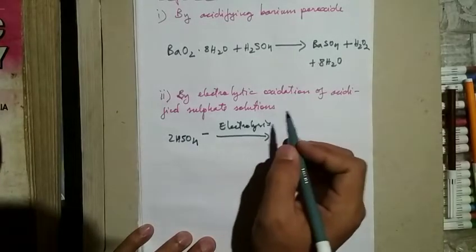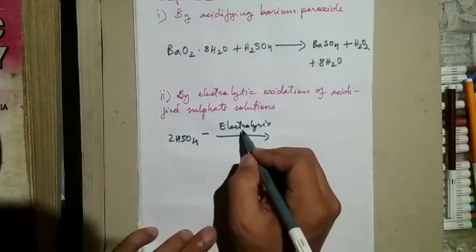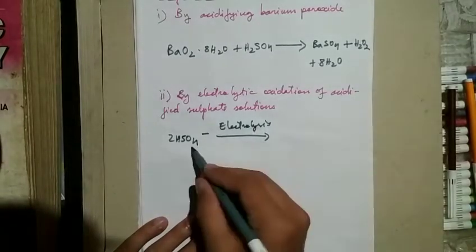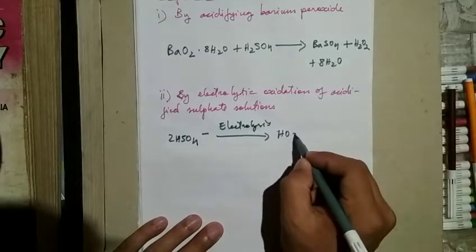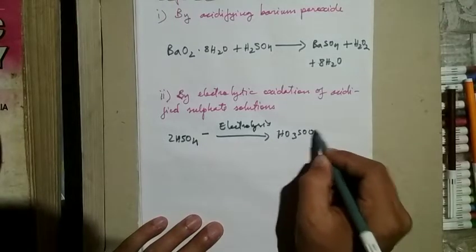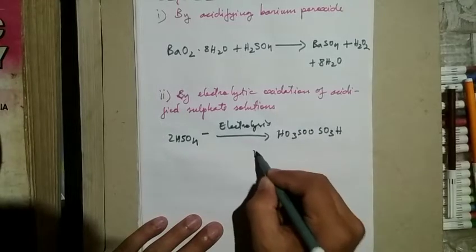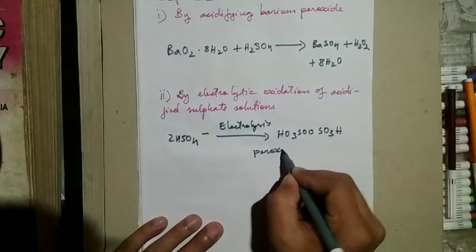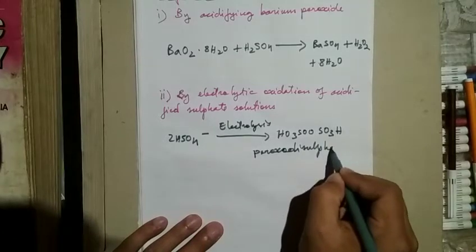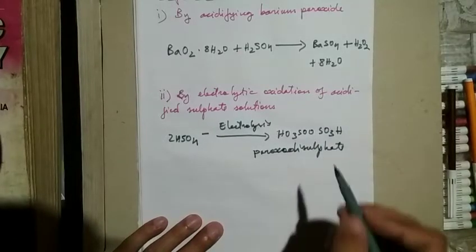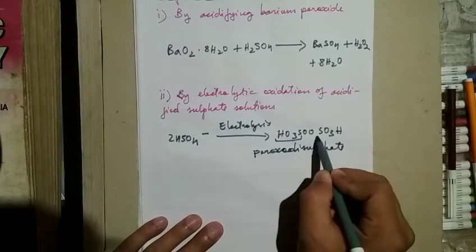In this case a high current density is given. After electrolysis it will give HO3SOOSO3H. So this is peroxodisulfate. Why disulfate? Because 2 sulfates are present.